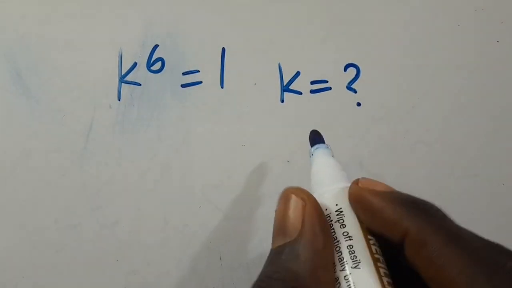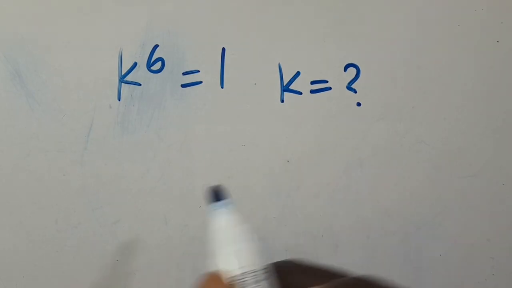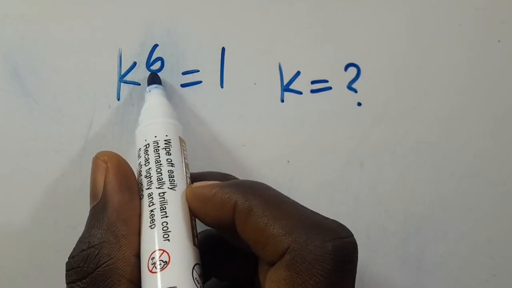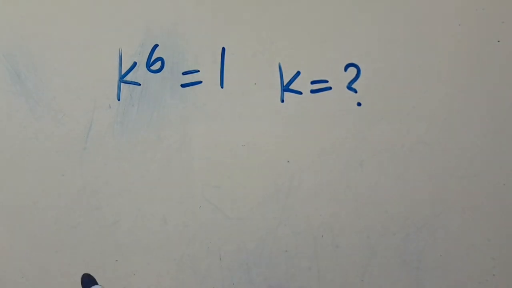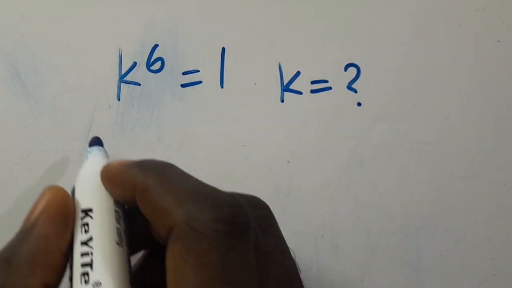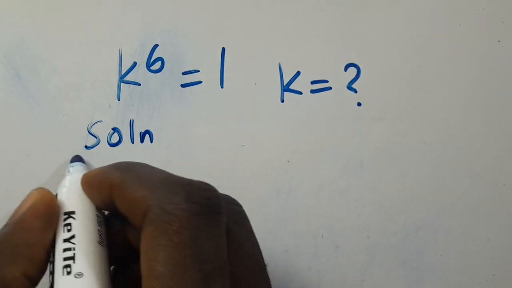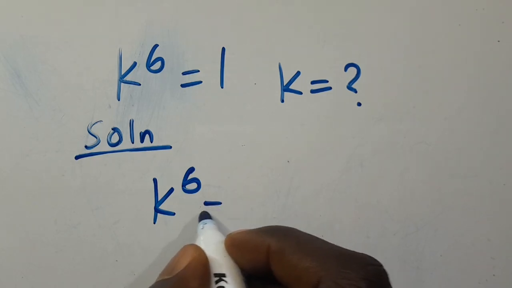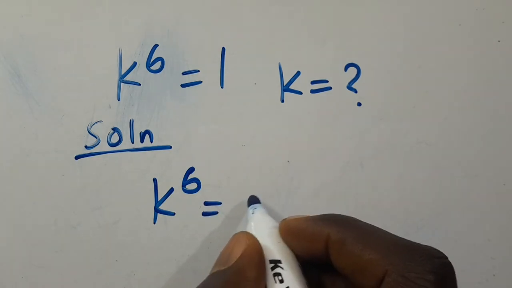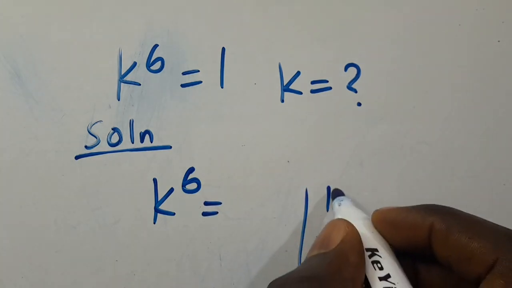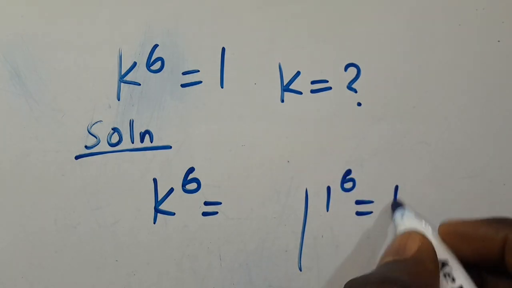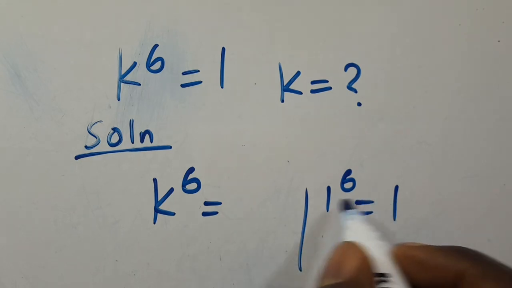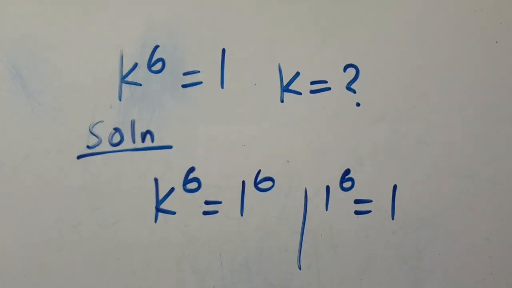Hi, what is the value of k, given that we have k to the power of 6 equals 1? Then let's find all the possible solutions. We know we have k to the power of 6 equals, we can have 1. When we have 1 to the power of 6, it's the same thing as 1. So we can replace this as 1 to the power of 6.